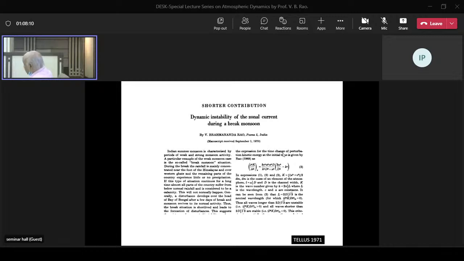Why? Because for understanding, you can use a simple normal mode to understand the dynamics. But in nature, it doesn't exist. However, it is very, very useful to understand the dynamics. That is why you see it in Holton's book and many books. But in the case of nature, it doesn't exist. This particular paper, 1971, gives all the equations and it is an analytical solution.